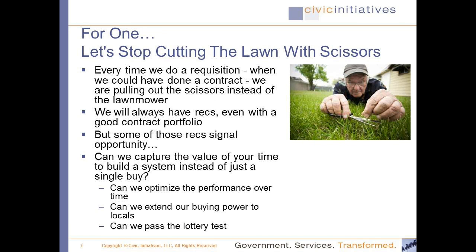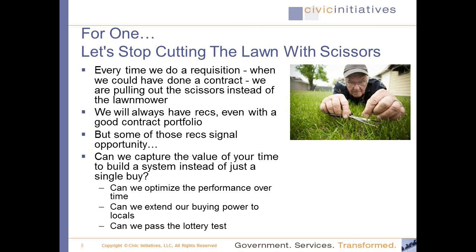So, one way to make procurement feel more like we're in that mission role, as opposed to Lucy and Ethel in the chocolate line, is to stop cutting the lawn with scissors. Every time we have a requisition come across for a uniform or a school bus or an oven or whatever, there is some opportunity to take a little bit extra time to say, what does this represent and how can we make this into a system? How can we make this into something that will be repeated? Every time we see those, we should ask, can we do something different with that?